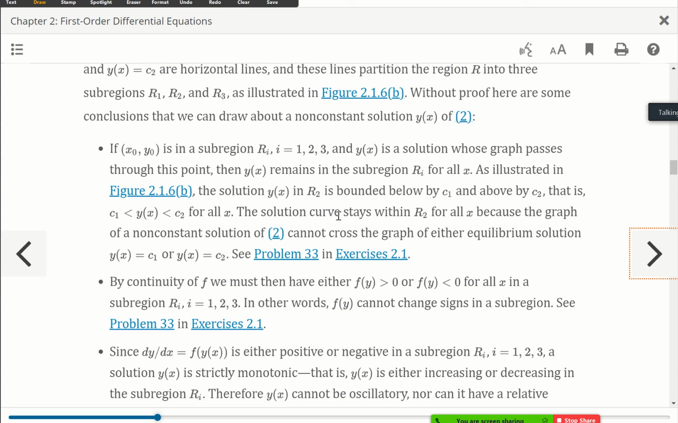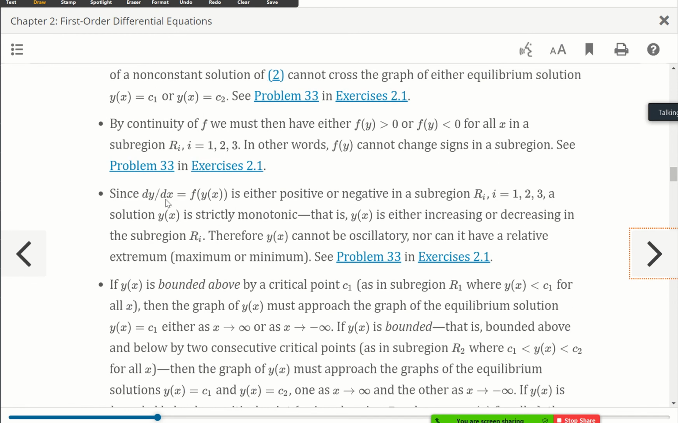So what this tells us is that the solution curve will stay within R2 for all x, because the graph of a non-constant solution cannot cross the graph of either equilibrium solution, y of x equals C1, or y of x equals C2.